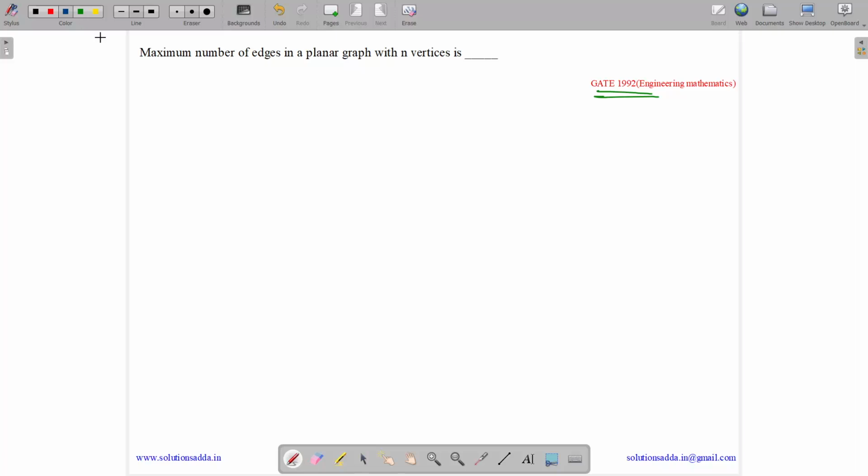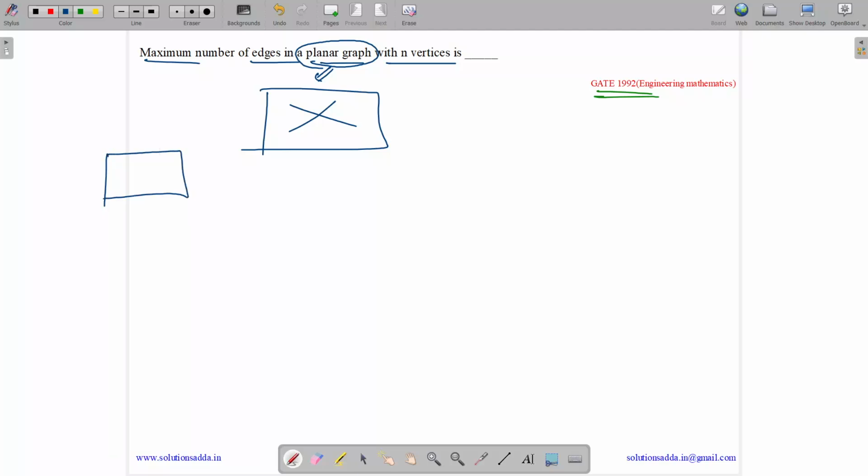So the question states: the maximum number of edges in a planar graph with n vertices is. So what is a planar graph? A planar graph is any graph which can be represented on a plane such that no two edges cross each other. So like this one is a planar graph as no two edges are crossing each other. This one is a planar graph. This one is also a planar graph as this edge can be redrawn like this with no two edges crossing each other.